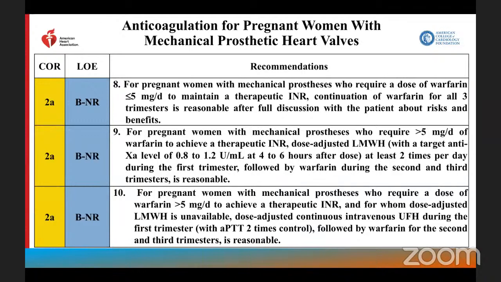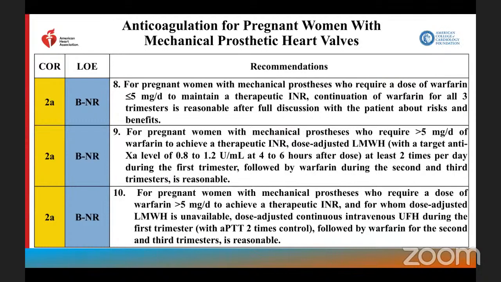And for pregnant women with a mechanical prosthesis who require more than 5 milligrams per day of warfarin to achieve a therapeutic INR, dose-adjusted low molecular weight heparin with targeted anti-10A level, checked 4 to 6 hours after dose, at least 2 times per day during the first trimester, followed by warfarin during the second and third trimesters, is a reasonable strategy as a class 2A.